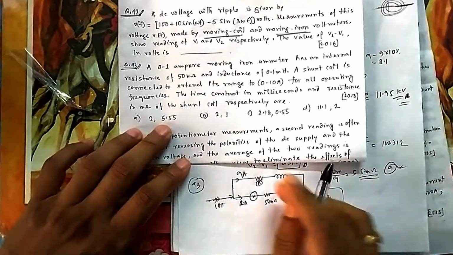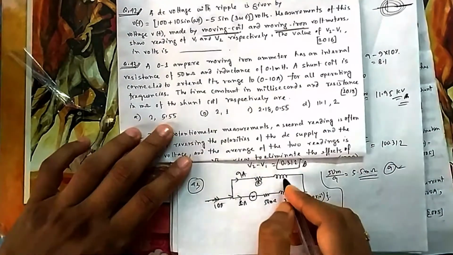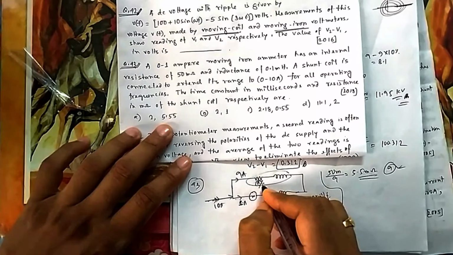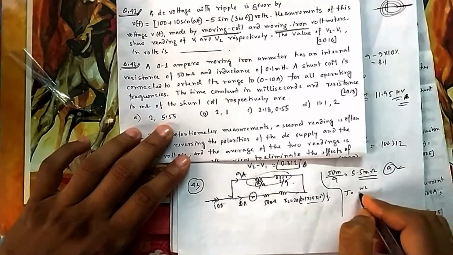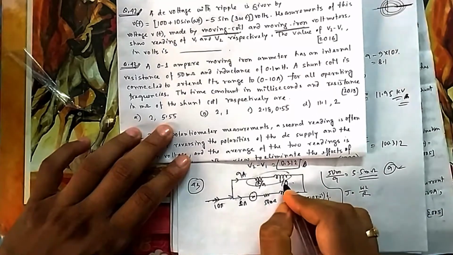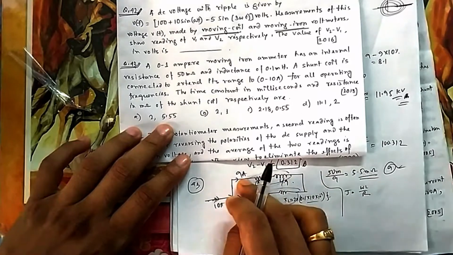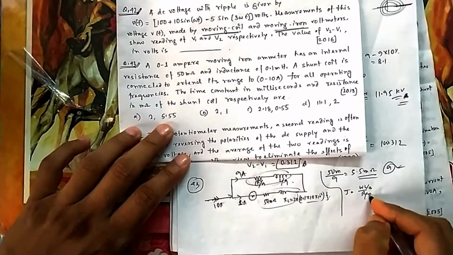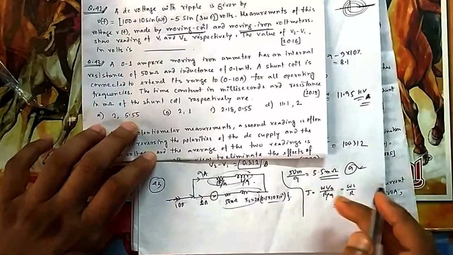But if you want to calculate the time constant in milliseconds and the resistance of the shunt coil, everything will change: R will be divided by 9, L will also be divided by 9. So what is the time constant? Omega L by R. Because L is divided by 9 and R is also divided by 9, the time constant remains the same. Whatever the time constant is, the same time constant remains. Or you can think of it as L by 9 and omega by 9. So it is omega L by R. The 9 is gone because both are divided by it.